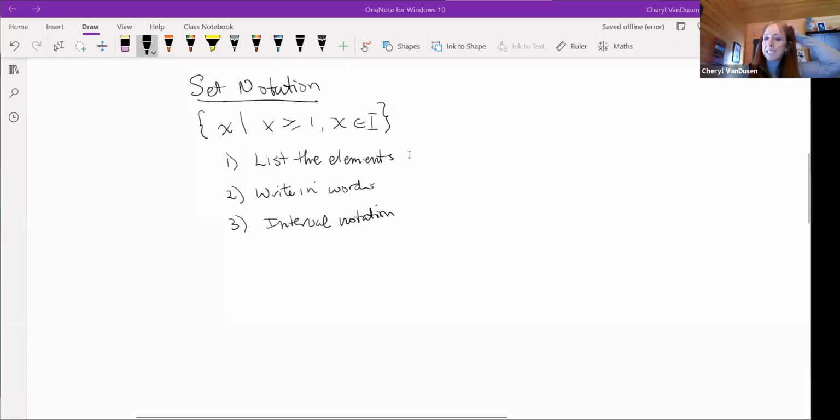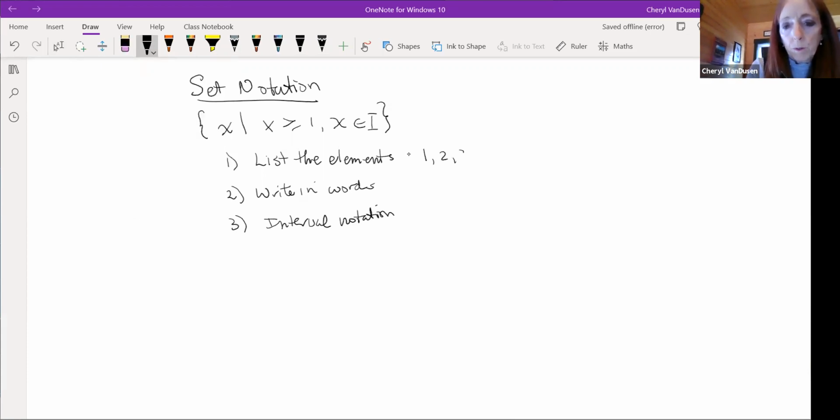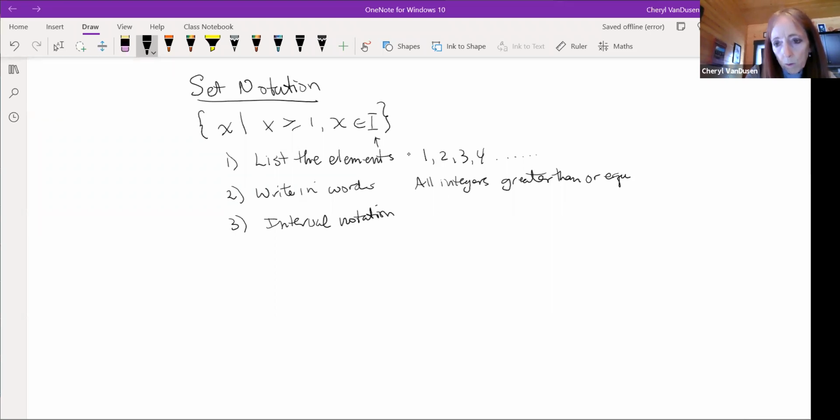Okay, so in terms of listing the elements, this becomes a little tough because I made something greater than or equal to 1, but this is what the expectation would be. You would just start with 1 because 1 is included, 2, 3, 4, and then go dot, dot, dot, indicating it goes on forever. Okay, write in words. What we would say here, we have to pick up on the fact that these are integers. So we would say all integers greater than or equal to 1.